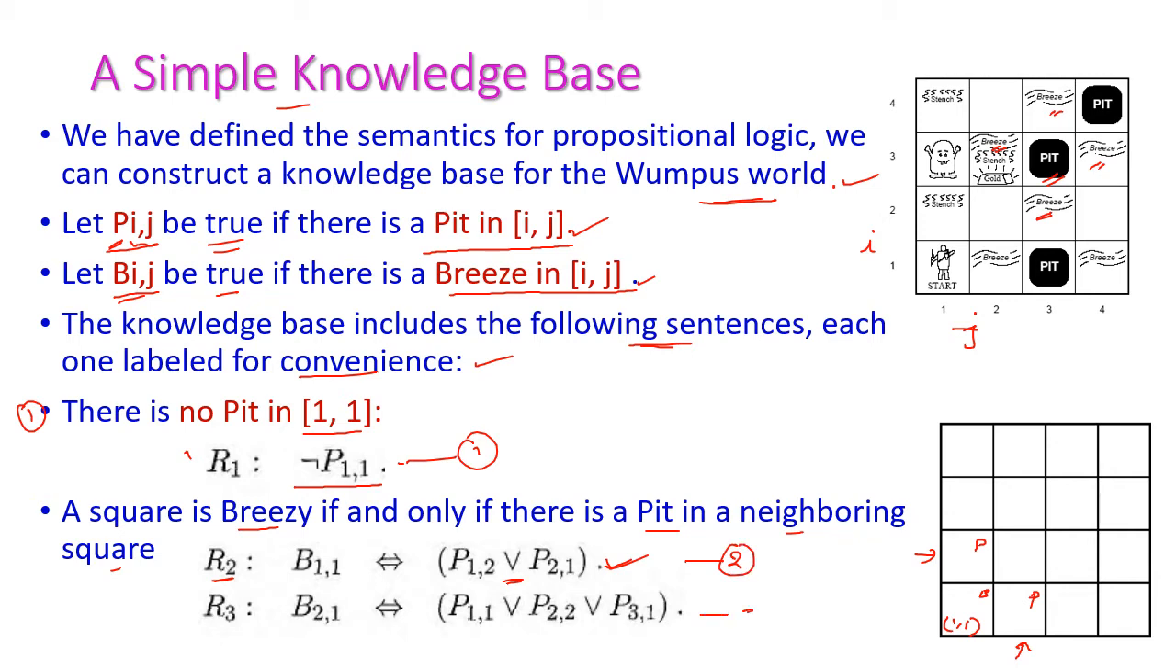And when we come to the third one, suppose there is a breeze in 2 comma 1, then what is the place of the pit? The pit may be in 1 comma 1, the pit may be in 2 comma 2, the pit may be in 3 comma 1, right? So this is the third sentence. Any one of the neighboring squares may be the pit, so we have to use the or symbol here, the disjunctive symbol.